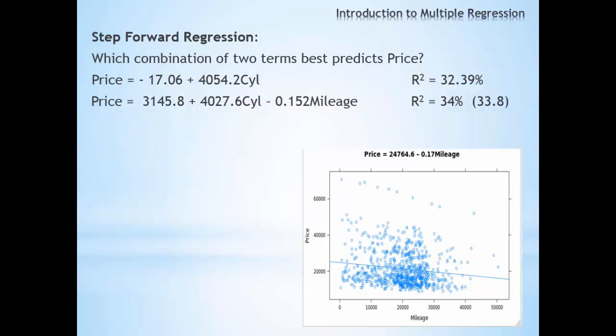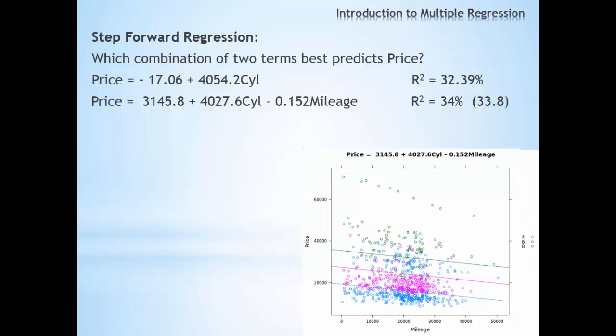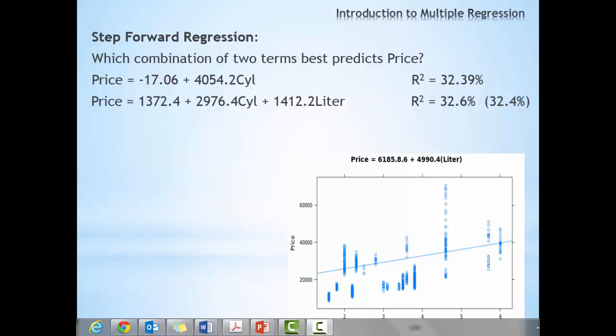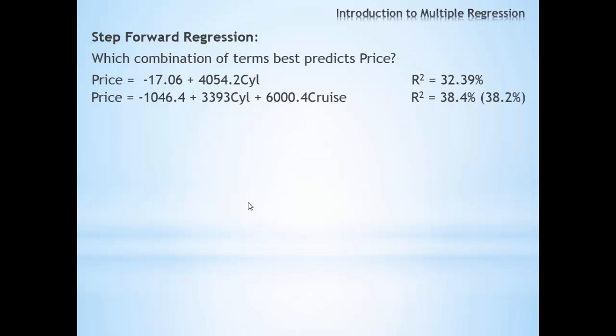We continue trying models. For example, if we use cylinder and mileage, we obtain an r-squared of 34% and an adjusted r-squared value of 33.8. Here we test the model with cylinder and liter as explanatory variables. Notice that the r-squared here improves only slightly. After calculating the r-squared values for every model with 2 terms, where one of them is cylinder, we find that the best model in terms of r-squared or adjusted r-squared is the one using cylinder and cruise.